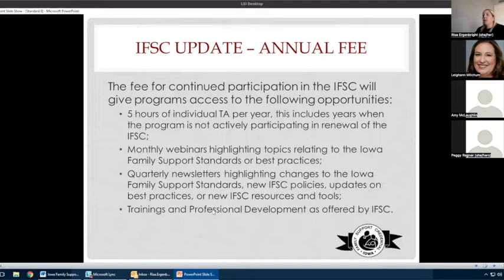And then it also allows you to participate in trainings and professional development as offered by the Iowa Family Support Credential. We used to do that several years ago. There were more trainings and PD opportunities that went away for a period of time, and we'll be bringing that back in the coming years, whether it be something that I'm training, or we recognize that there's a need across the state and we decide to bring in somebody who's an expert in that subject matter to train. It could be really anything, but those opportunities will increase as well.